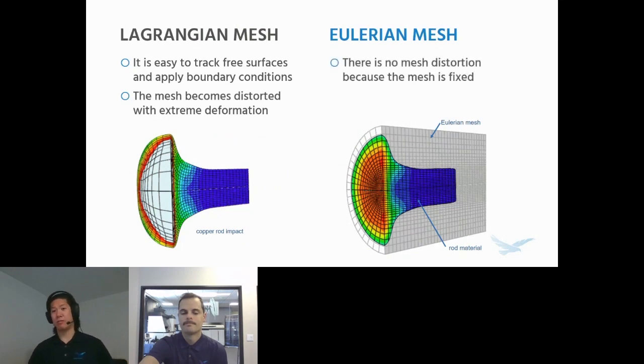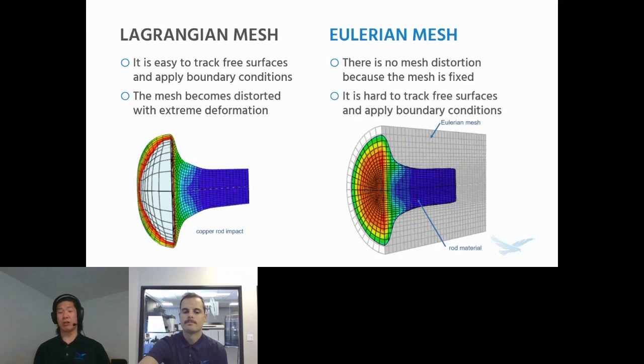The Eulerian mesh fixes this because you're not moving the mesh, so it can't be distorted, but it's really hard to deal with. You can't track the free surfaces, you can't apply boundary conditions, and a pure Eulerian mesh by itself really isn't very practical for solving problems. So what we need to do is combine these two techniques, and I'm going to talk about two different ways to do that.